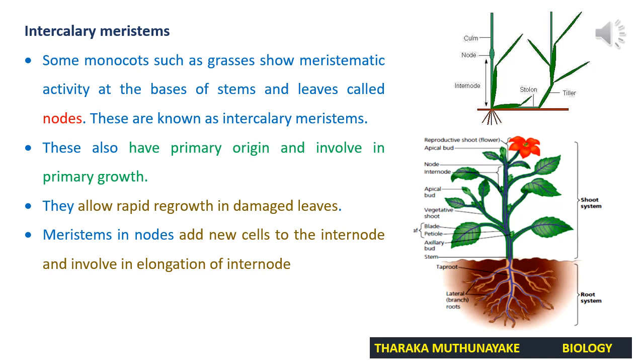That's the second function. So think about this node in these plants, the intercalary meristems or the initials in nodes divide constantly and add new cells to the internode. Due to the addition of new cells, this internode is elongated. That is what is mentioned here. So mark these as two functions in your note.